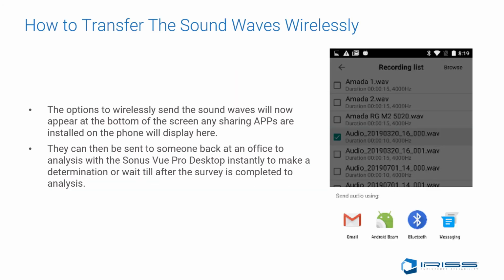A new window will open up, overshadowing the list. The options to wirelessly send the sound waves will now appear at the bottom of the screen, and any sharing apps installed on your phone will display here. They can then be sent to someone back at an office to analyze with Sonus Vue Pro desktop instantly to make determinations, or wait till after the survey is completed to perform analysis.